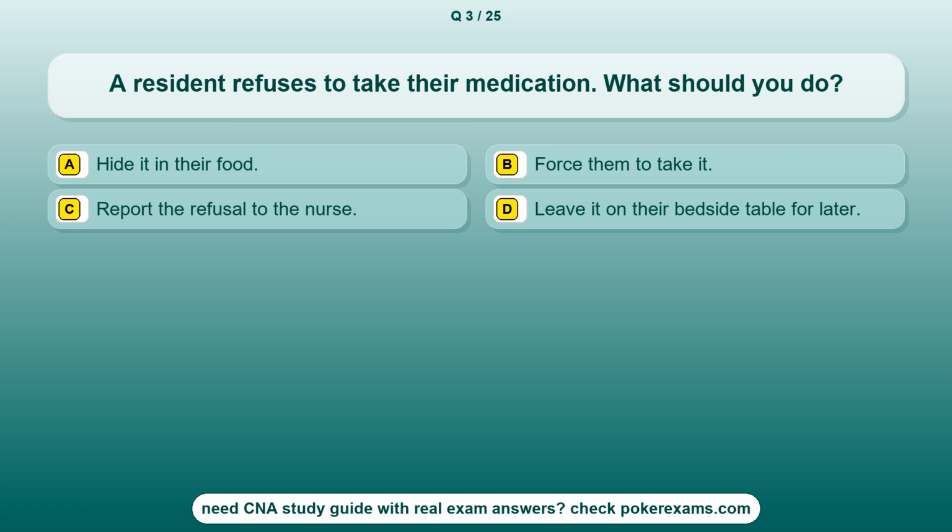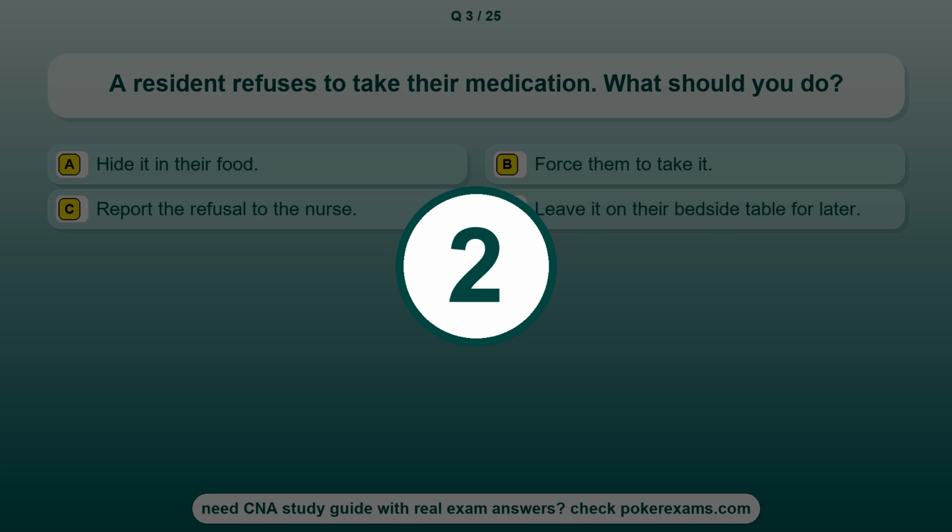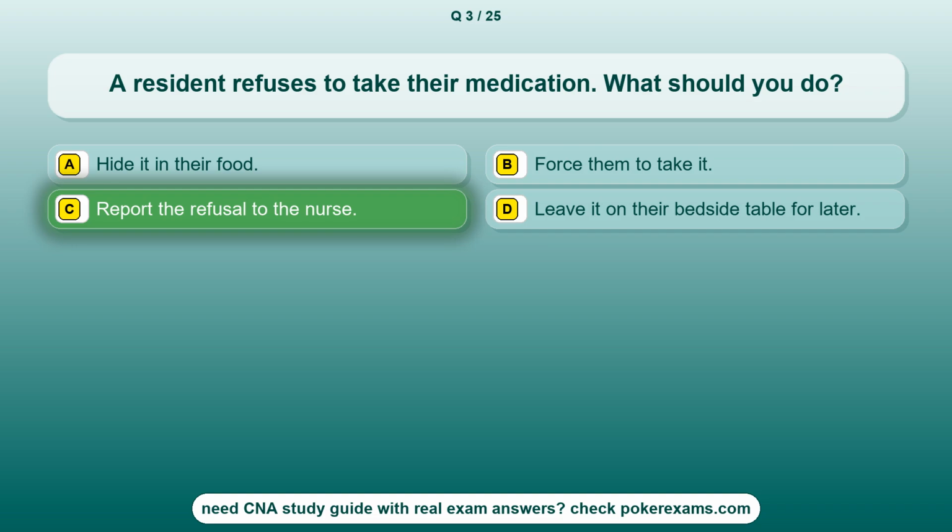Question 3. A resident refuses to take their medication. What should you do? Option A, hide it in their food. Option B, force them to take it. Option C, report the refusal to the nurse. Option D, leave it on their bedside table for later. The correct answer is option C, report the refusal to the nurse.